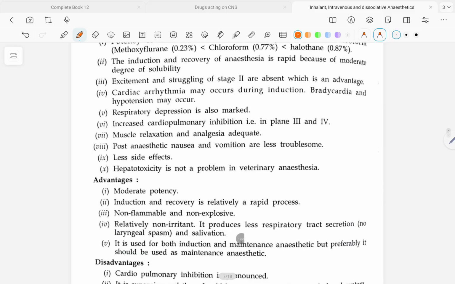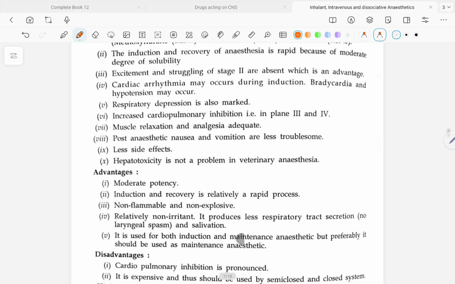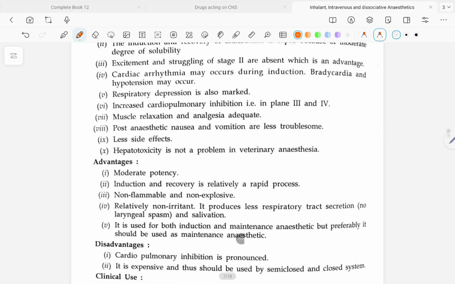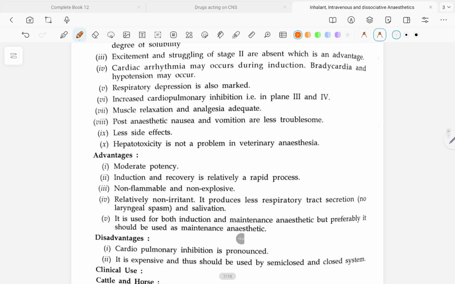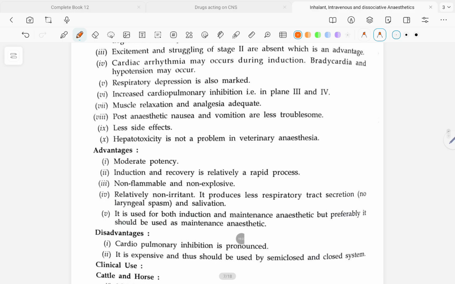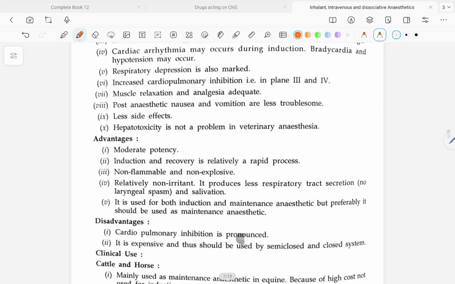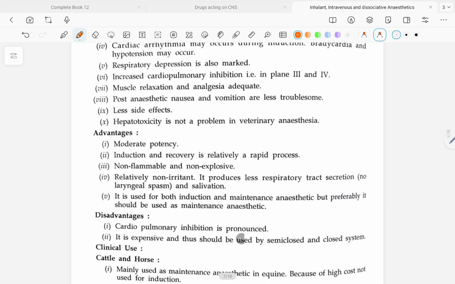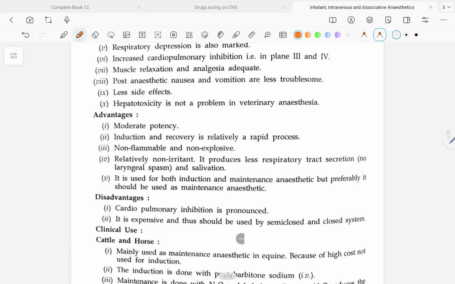Bradycardia and hypotension may occur. Respiratory depression is also marked. Increased cardiopulmonary inhibition, for example in planes 3rd and 4th. Muscle relaxation and analgesia are adequate. Post-anesthetic nausea and vomiting are less troublesome. Less side effects. Hepatotoxicity is not a problem in veterinary anesthesia.